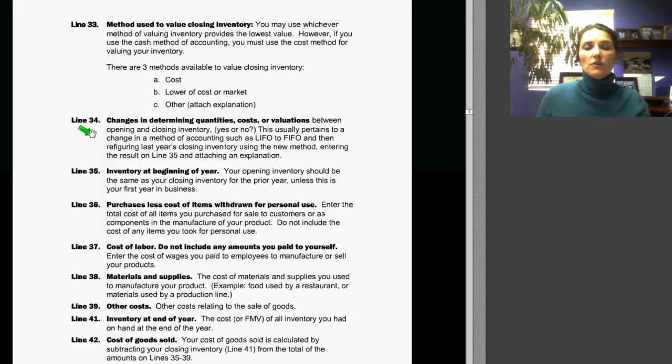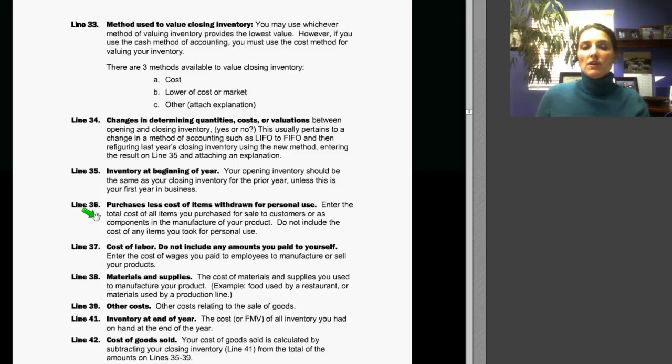Was there a change? Answer yes or no. This usually pertains to a change in a method of accounting, such as last in, first out, to first in, first out, and then refiguring last year's closing inventory using the new method, and entering the result on line 35 and attaching an explanation. This is a fairly advanced accounting concept, and a business that even needs to know how to do this would really need to be using an experienced accountant, probably a CPA. Line 35, inventory at the beginning of the year. Your opening inventory should be the same as your closing inventory for the prior year unless this is your first year in business.